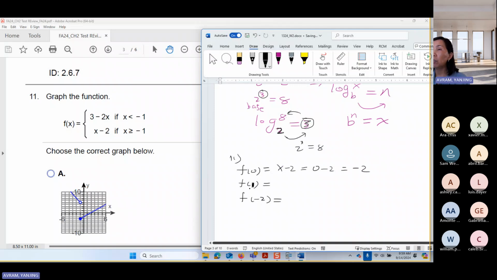If I want to find f of 1, which piece do I use? Still the second one, because 1 is greater than or equal to -1. 0 is greater than or equal to -1. So you use the second one. This will be 1 minus 2, which is -1. And then f of -2, which piece do I use?